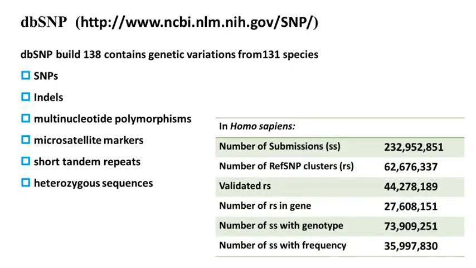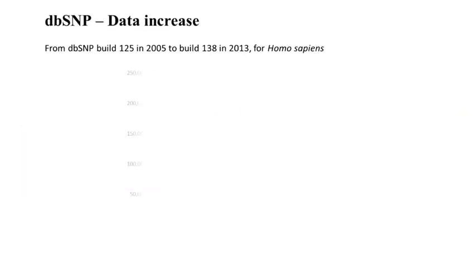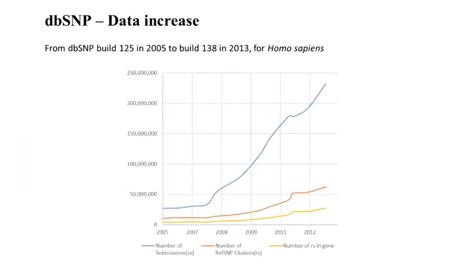As a central repository, dbSNP contains most of the human genetic variations identified so far in both healthy and sick individuals. It has over 230 million submissions, covering over 60 million reference SNP clusters, 27 million of which are in genes. As this figure shows, the amount of data in dbSNP has been increasing rapidly over the years.